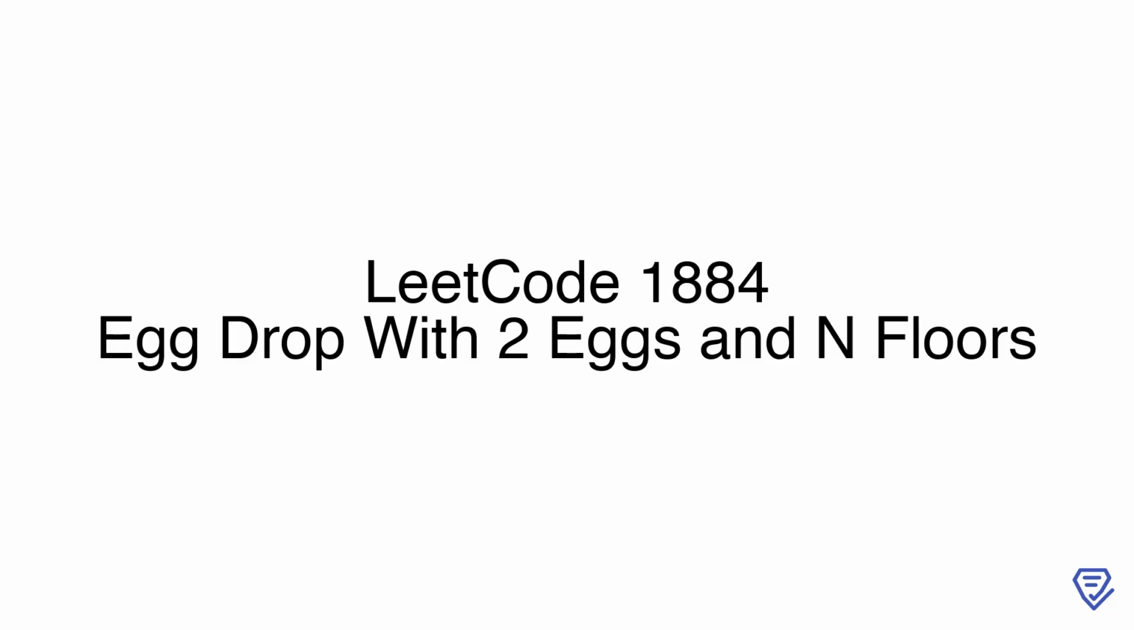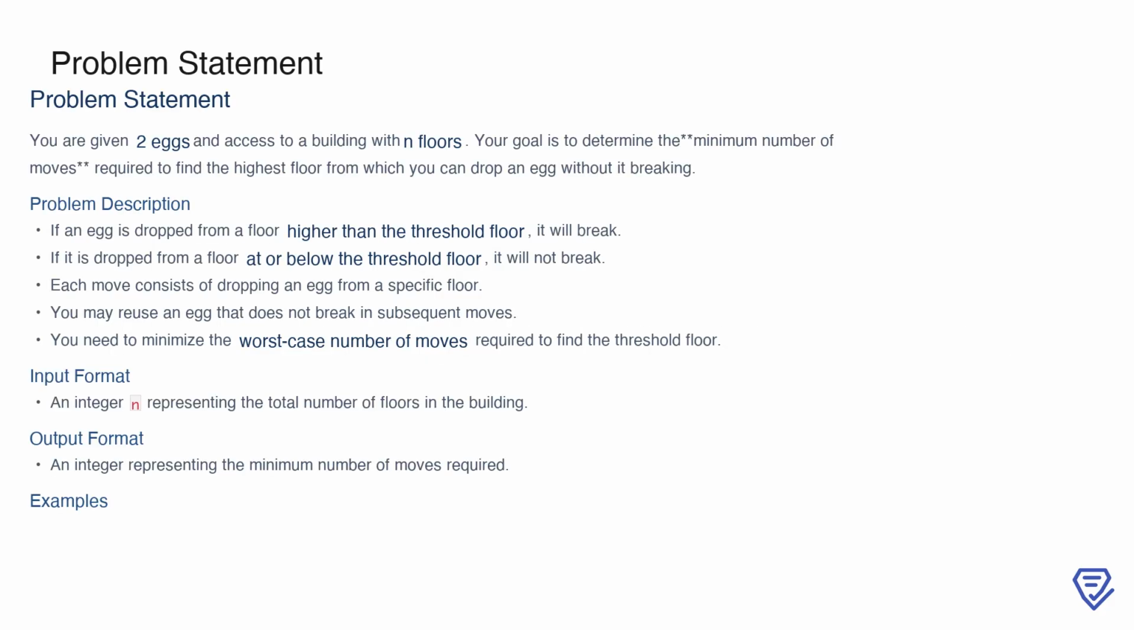Let's dive in. In this problem, you are given 2 eggs and a building with N floors. Your task is to determine the minimum number of moves required to find the highest floor from which you can drop an egg without it breaking. Let's break this down further.